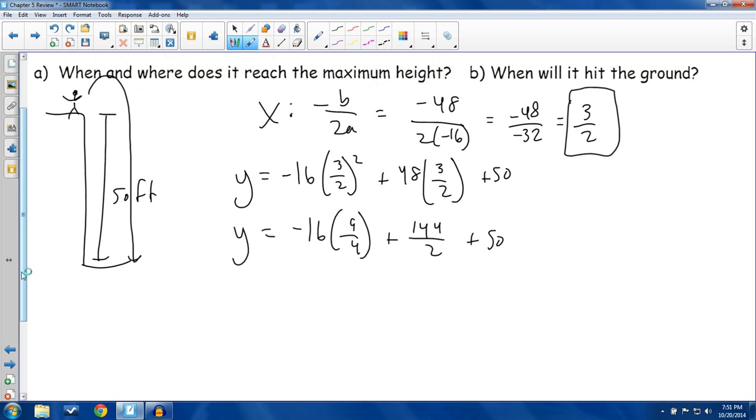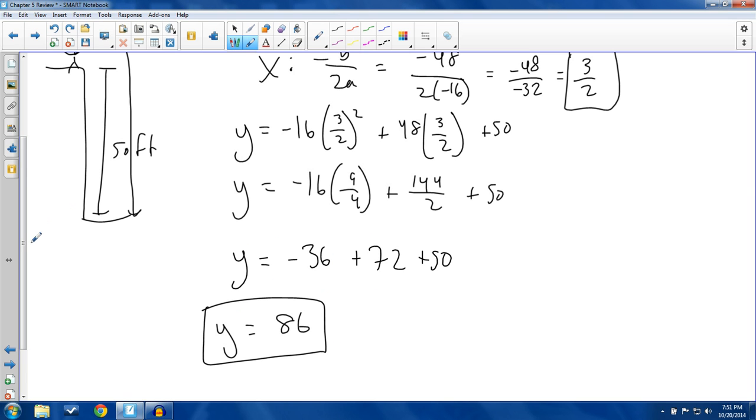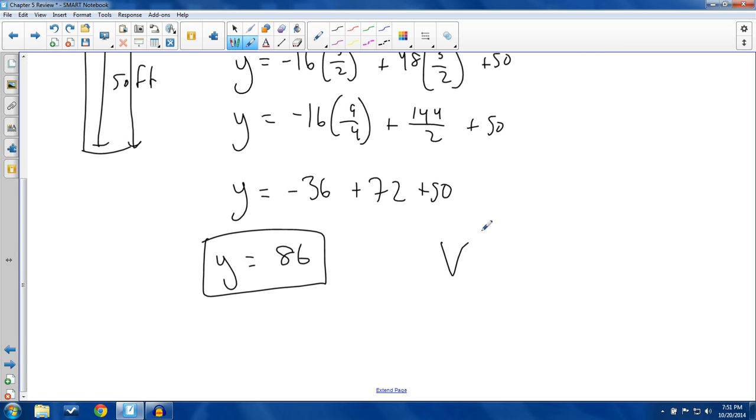In fact, a way I should have done this, instead of negative 16 times 9, do negative 16 divided by 4. That's negative 4. Negative 4 times 9 is negative 36. 144 over 2 is 72. And there's 50. So y equals 122 minus 36, which is 86. So here's your vertex. It's positive 3 over 2, comma, 86.